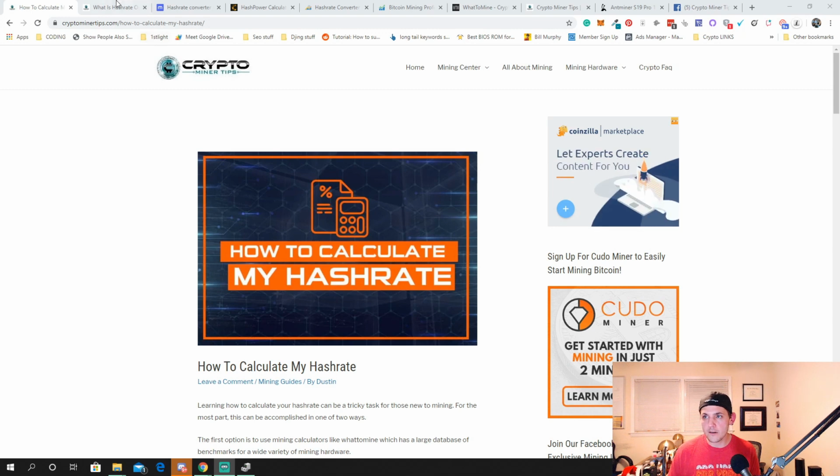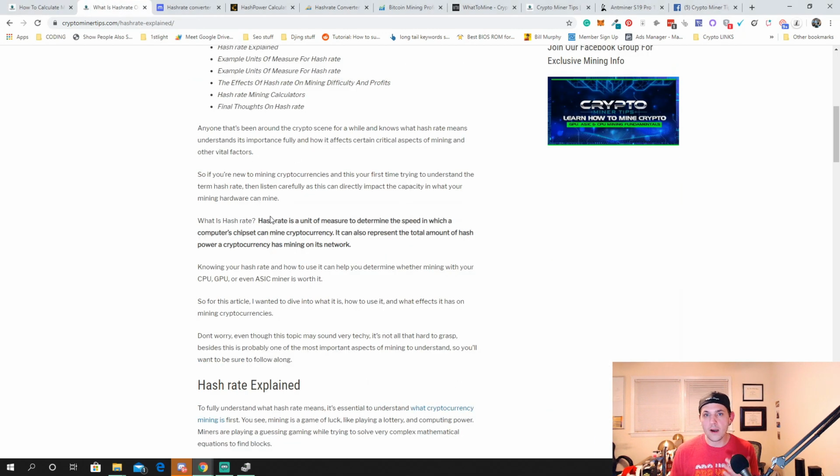I also have another blog article about what hash rate is. Just to read the definition, hash rate is a unit of measure to determine the speed at which a computer's chipset can mine cryptocurrency. There's lots of different hardware out there that you can buy for the purpose of mining cryptocurrencies, and each piece of hardware is going to have different hash rates. If you have a 1060 graphics card, that's going to have a totally different hash rate than a 1080 Ti.